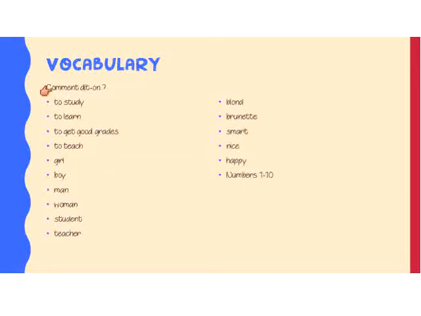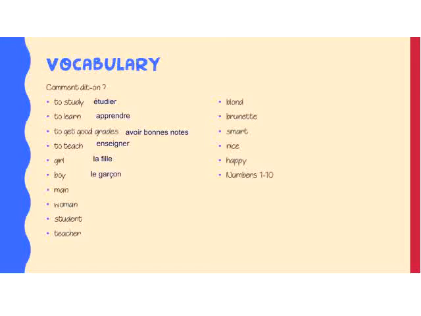So, comment dit-on? So how do you say these things in French? These are some words that hopefully you can remember. To study, that's going to be étudier. To learn, apprendre. To get good grades, avoir bonne note. To teach, enseigner. Girl, la fille, and I am going to be using definite articles with all of these, so you can see those and help with the gender.